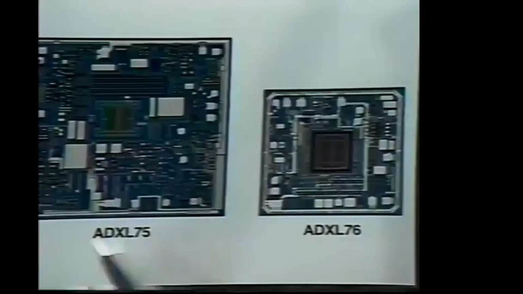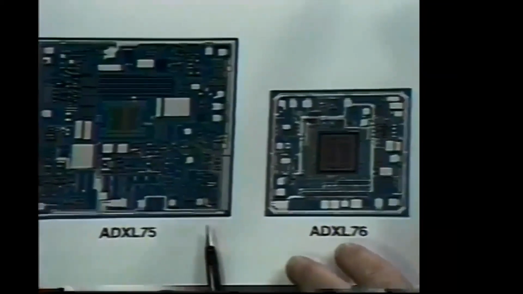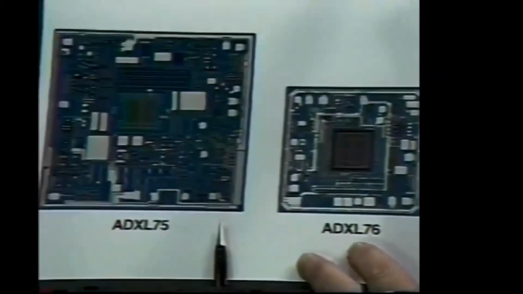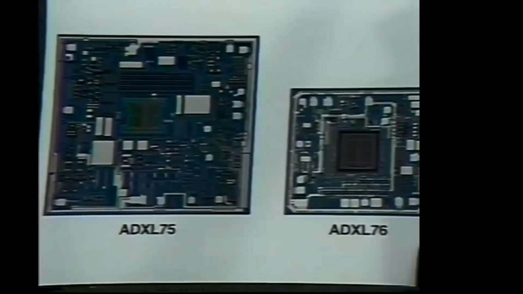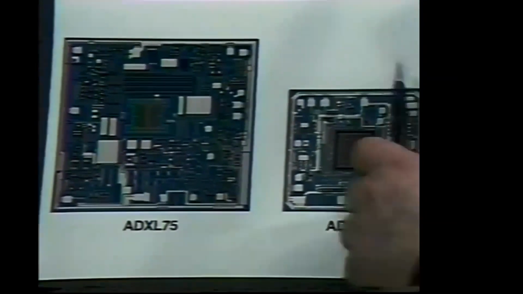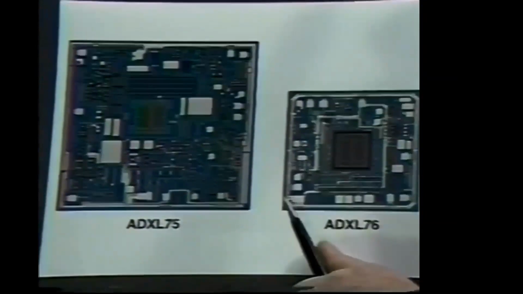The next generation was really motivated in a very simple way by economics. The first generation device, XL75, shown here in this slide, is 3 millimeters on a side. The XL76 has the dynamic range of the 75 and the 5 and is on exactly half the die area. Hence the silicon costs half as much.